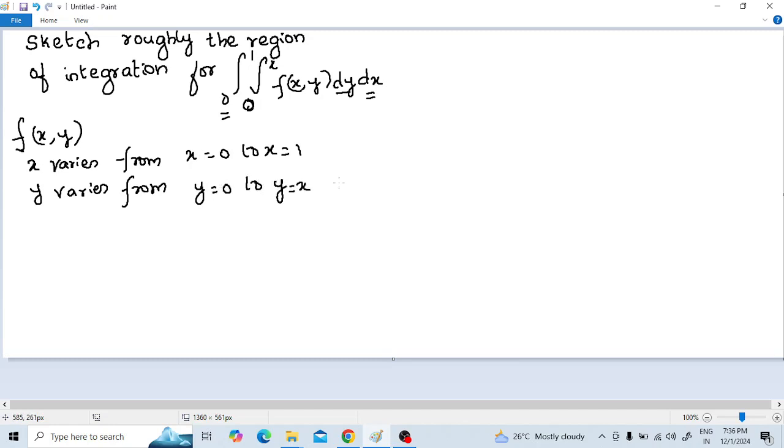Now, how to approach this problem? Here we need to write the equations. The first equation is x equal to 0. The second equation is x equal to 1. The third equation is y equal to 0, and the fourth equation is y equal to x. Now we need to plot these equations in a graph. So let us take a graph.